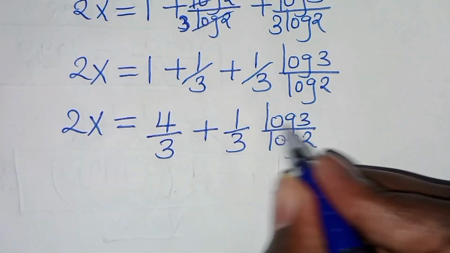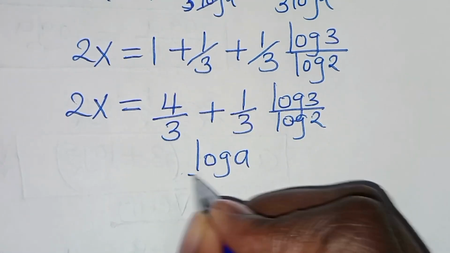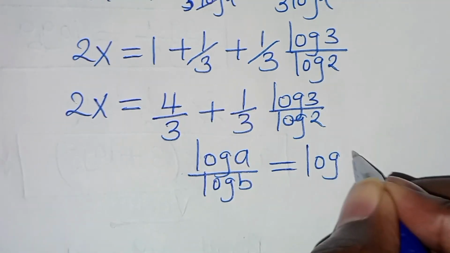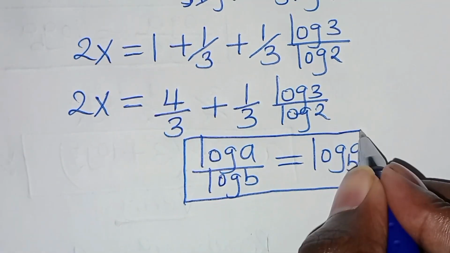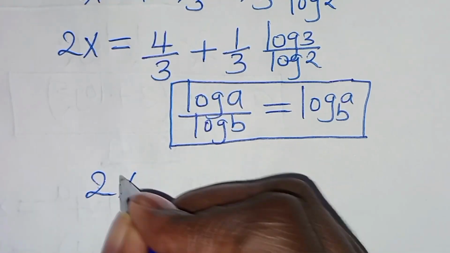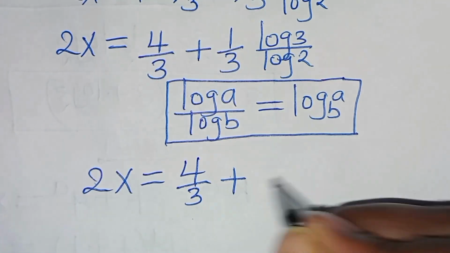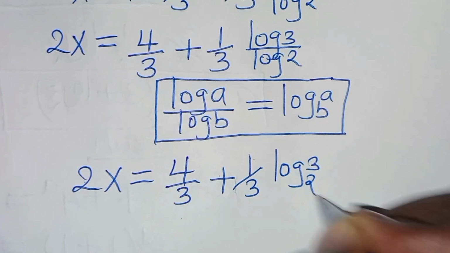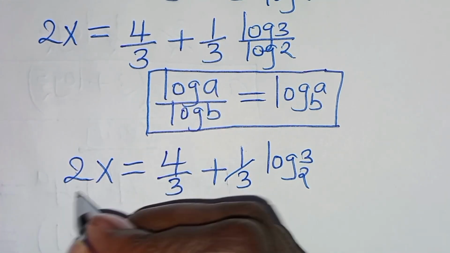So you find that log 3 over log 2, this is in the form of log A over log B, which you can express as log A to base B. Now, applying this logarithm property from here, you find that we have that 2x is equal to 4 over 3 plus a third log 3 to base 2. So the next step from here is to divide both sides by 2.